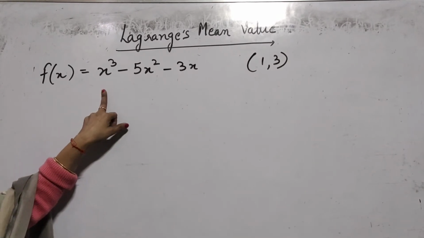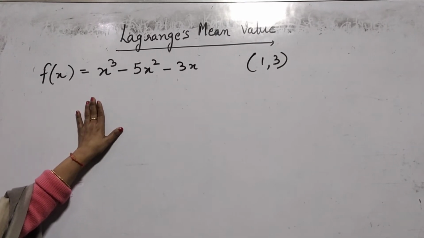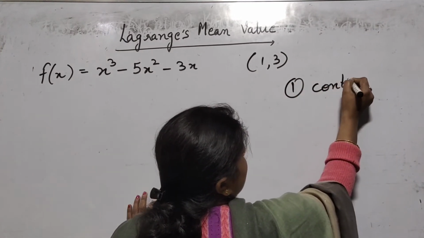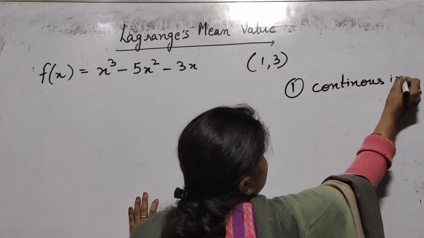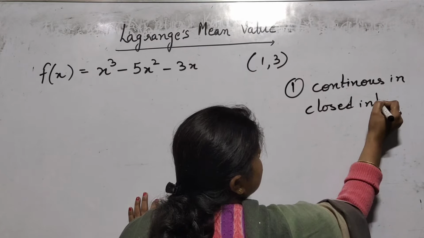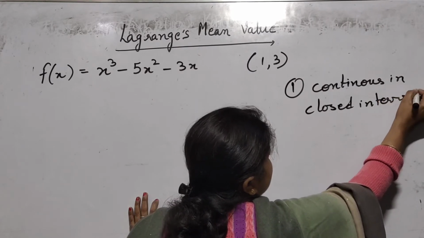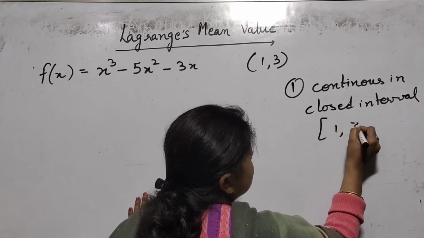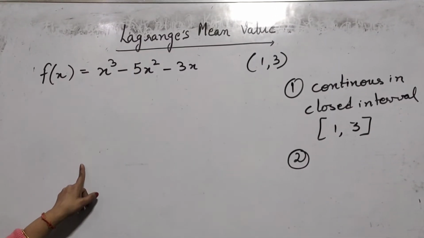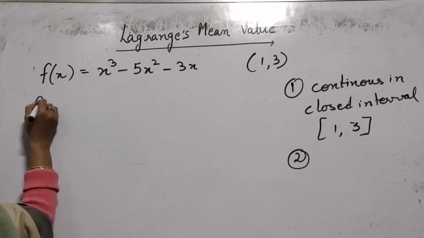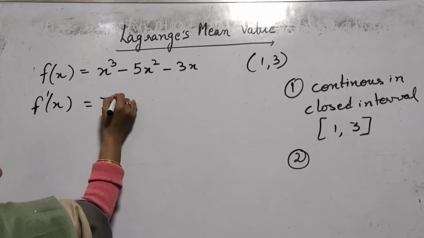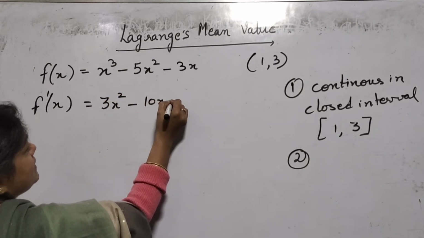Now, as it is a polynomial, it is a continuous function, and the first condition is satisfied. It is continuous in the closed interval [1, 3]. Now, second condition, whether it is differentiable or not. So, we find f dash x, and we see that it is 3x square minus 10x minus 3.